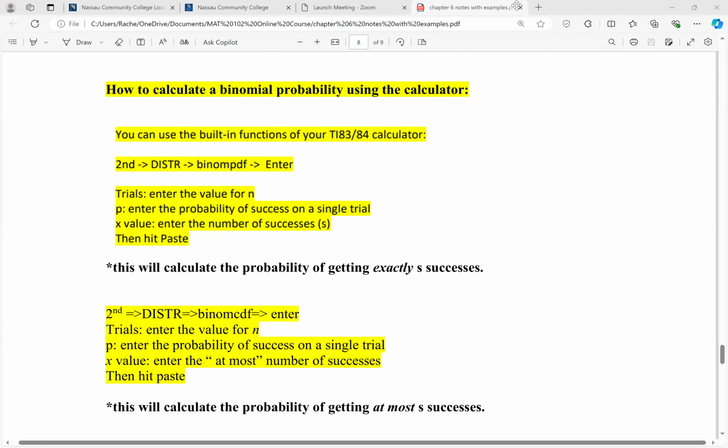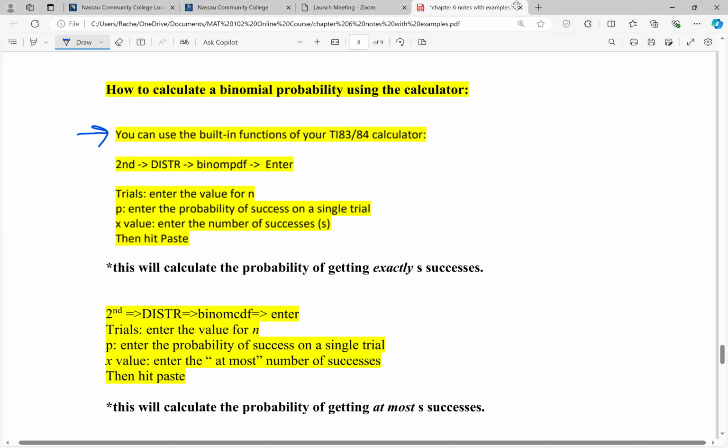Okay, so now let me show you how to use the calculator to calculate a binomial probability with the built-in function. There are two binomial probability functions in the calculator, and depending on what we want to find, that's how we know which one to use. I'm going to cover both. We can use the built-in functions in our TI-83/84 calculator.